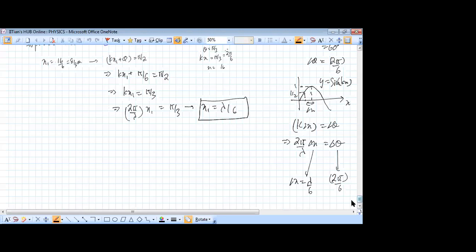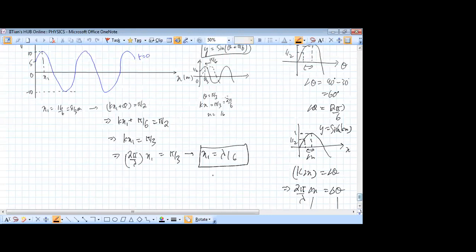So this is the shortcut way of understanding this calculation. Why was x1 lambda by 6 there? And lambda is nothing but 16, or 8 by 3 meters. This over here is the shortcut way of understanding that.